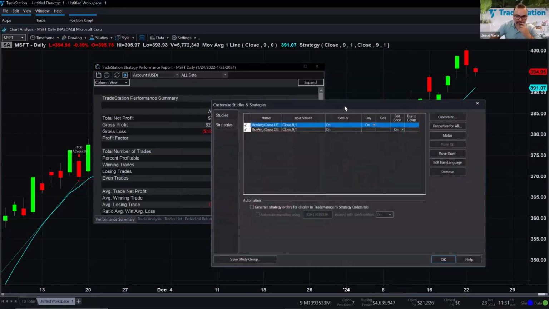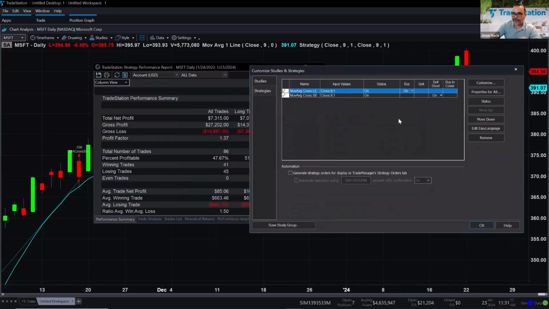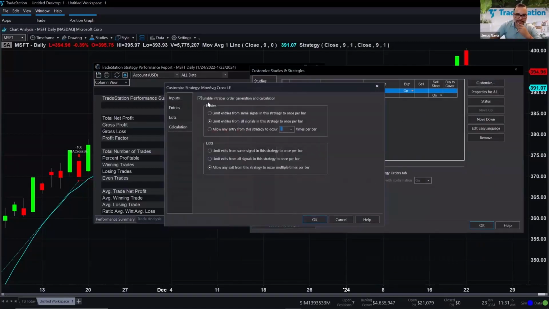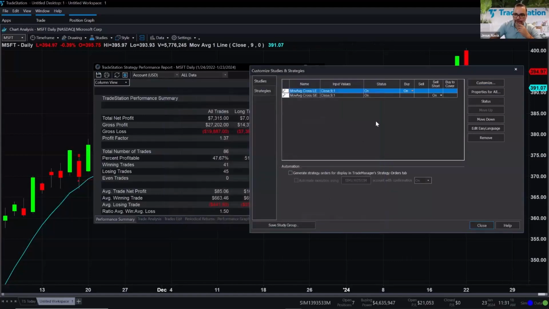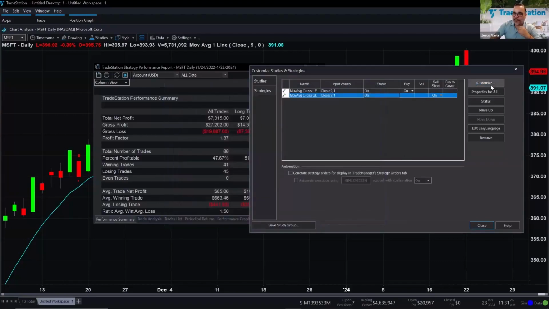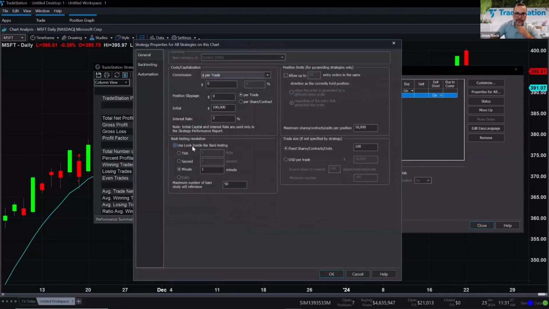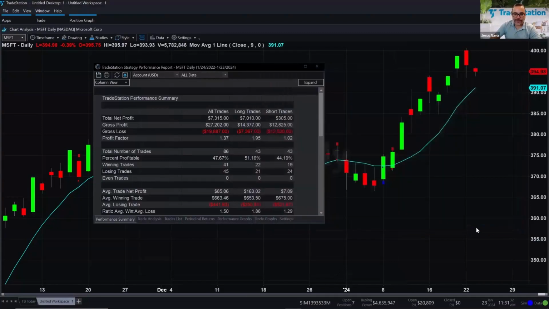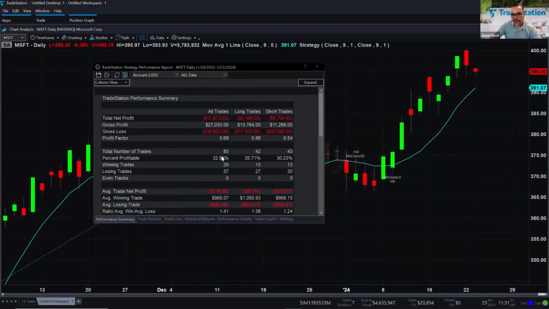Let me go ahead and double click here. I can leave that right here in the background. I'm going to go to customize, turn this feature off for the long entry. I'm going to go to the short entry, customize and turn that off as well. I'm going to go to properties for all and then uncheck the look inside bar backtesting. I'm going to click OK and then click on close. There we go. For this example, it looks like the strategy performed better with those two features turned on.